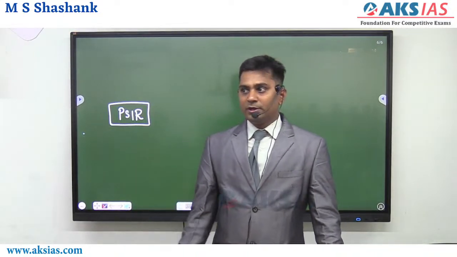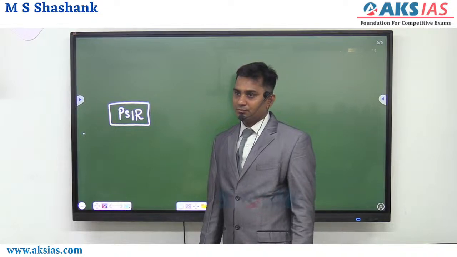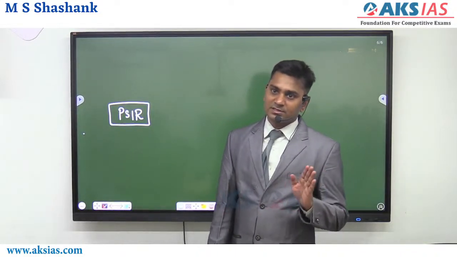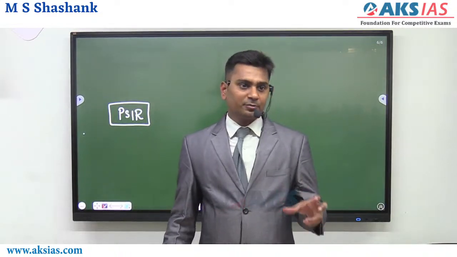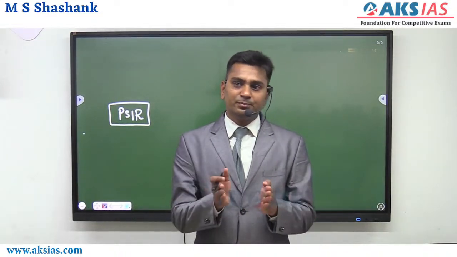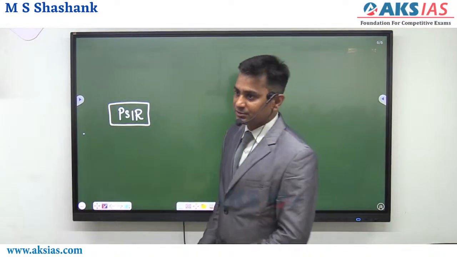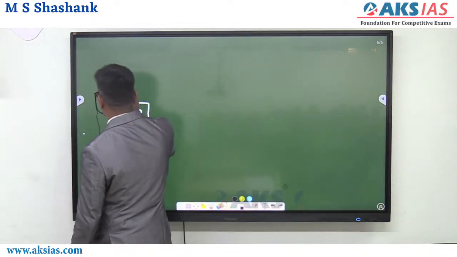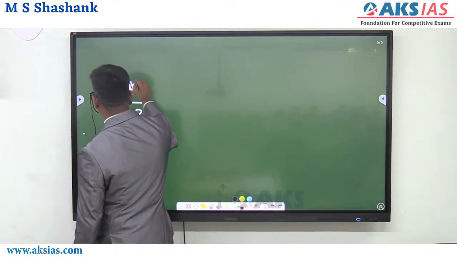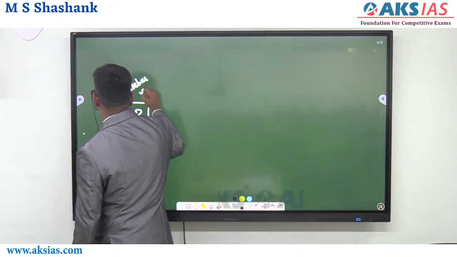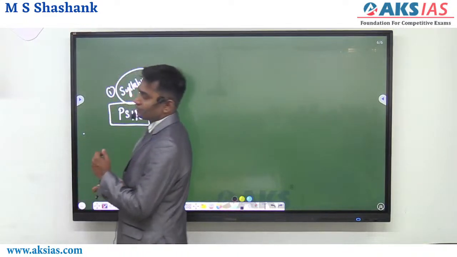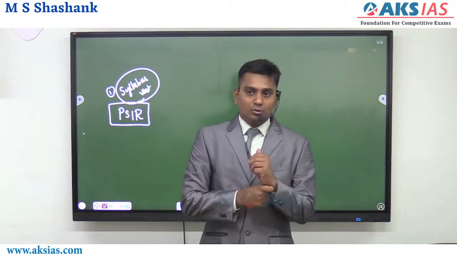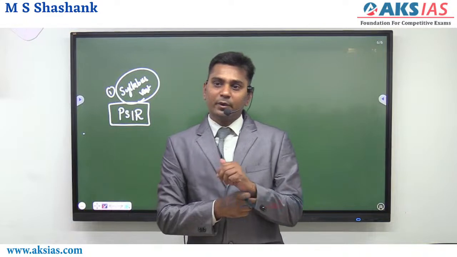So when you take political science and international relations, the first thing that we have to accept is the subject is a bit vast. Compared to other optionals, this optional is a bit vast in its extension. The syllabus is vast, I do agree with it. Nonetheless, though the syllabus is vast, look at the advantages that you have.